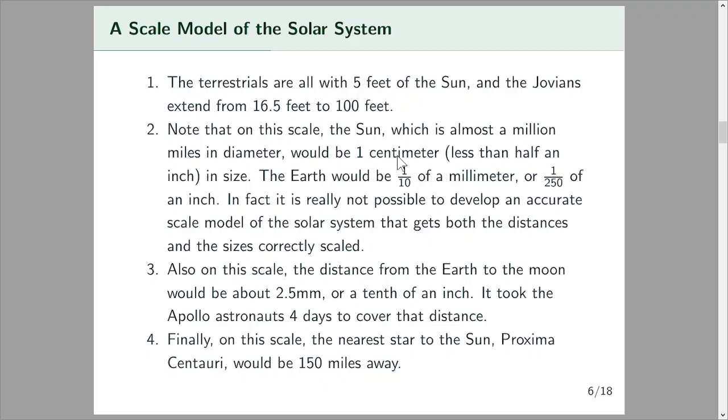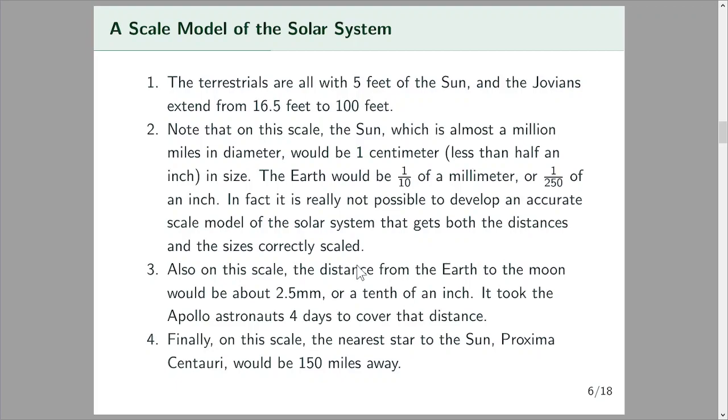In fact, it's really not possible to develop an accurate scale model of the solar system that gets both the distances right and the sizes right. It would be ridiculous to try to make a model that had the Earth at 1/10 of a millimeter. That's the thickness of several hairs or something like that. It wouldn't be a useful model. Of course, Mercury and Mars would be even smaller.